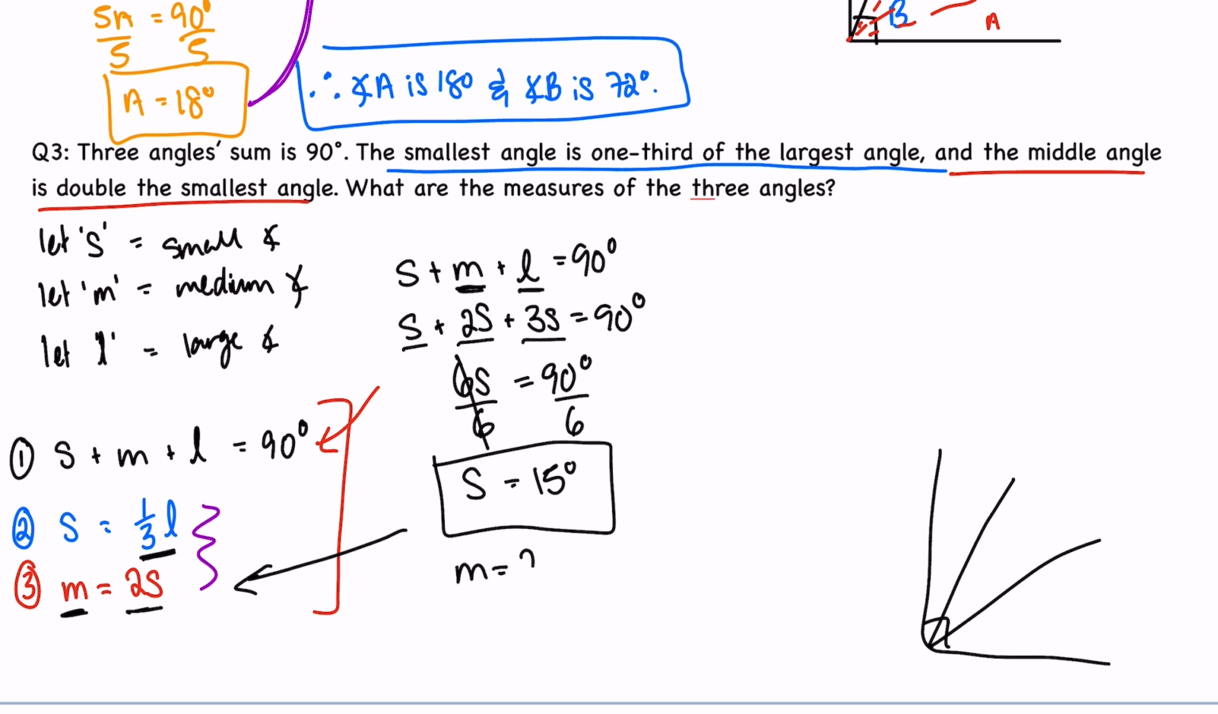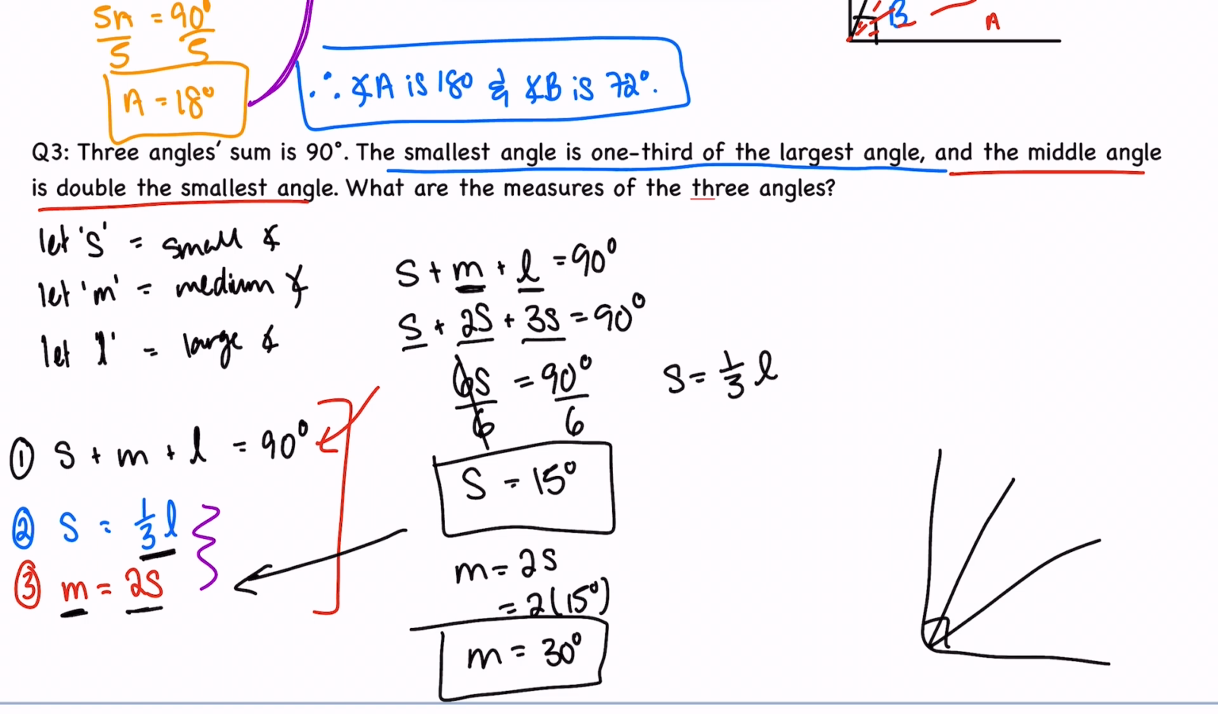So m is equal to 2s. And since we know s is equal to 15, so 2 times 15 degrees, we now know m is equal to 30 degrees. And we can do the same thing for L. So with equation 2, we have S is equal to 1 over 3 times L. S is 15 degrees, so that's equal to 1 over 3 times L. To isolate L, we need to multiply by 3 on both sides. These would cancel, and 3 times 15 is equal to L, so L is equal to 45 degrees.